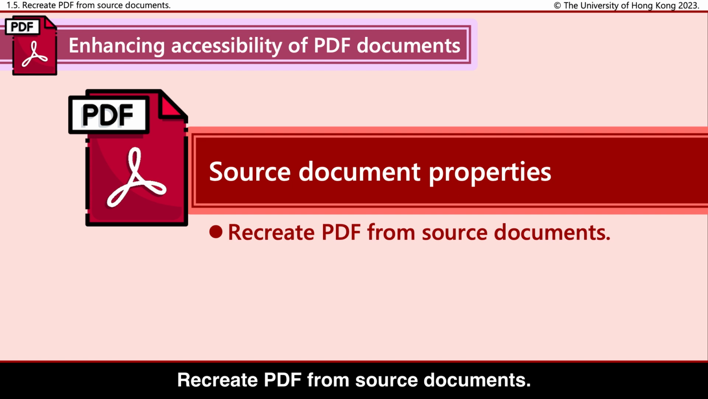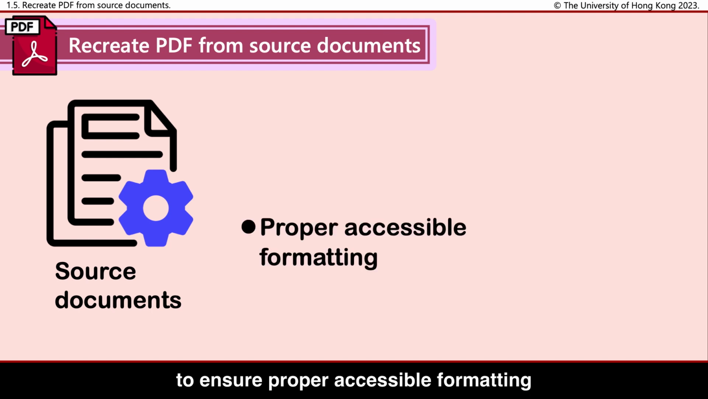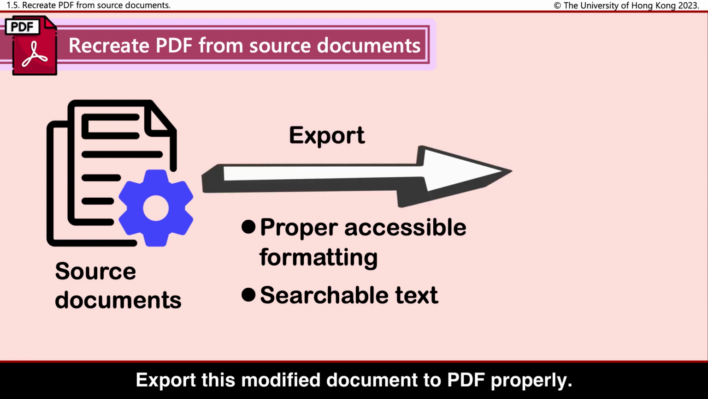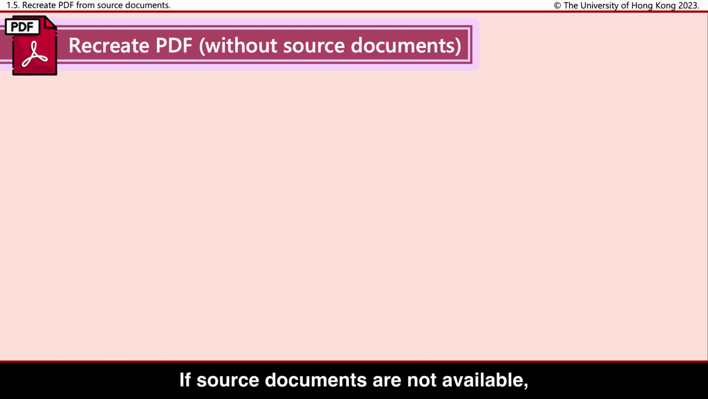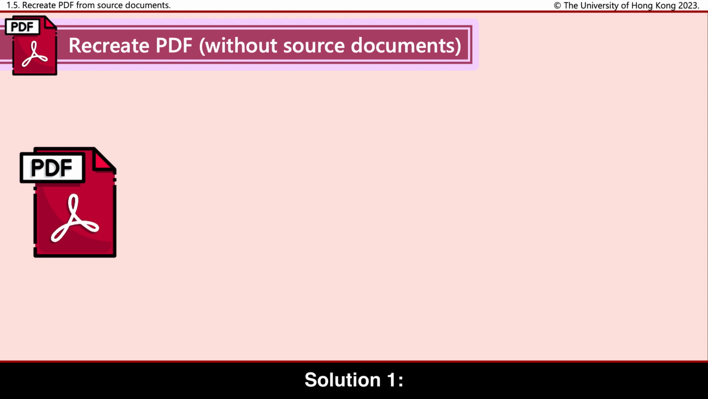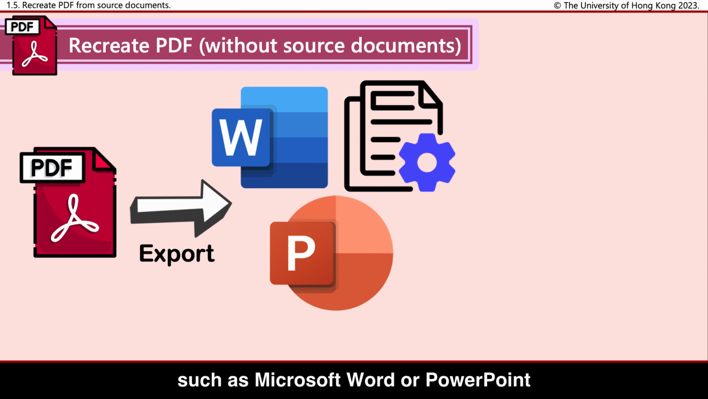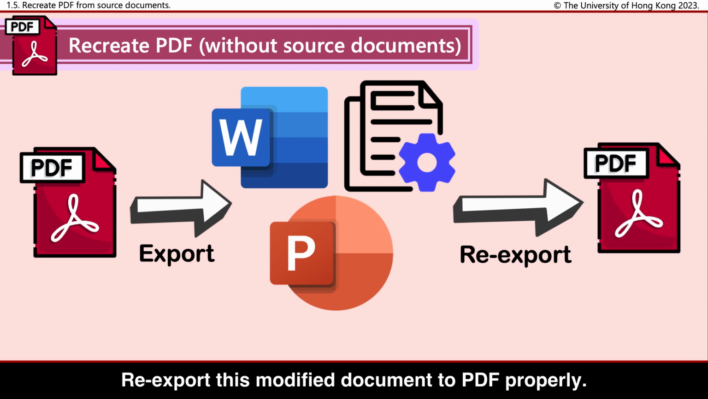Recreate PDF from source documents. If the source documents are available, verify and fix the source documents to ensure proper accessible formatting and searchable text. Export this modified document to PDF properly. If source documents are not available, there are two examples of suggested solutions. Solution 1. Export the PDF to other document editing programs such as Microsoft Word or PowerPoint for accessible formatting. Re-export this modified document to PDF properly.